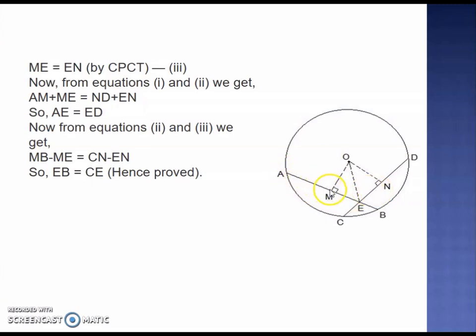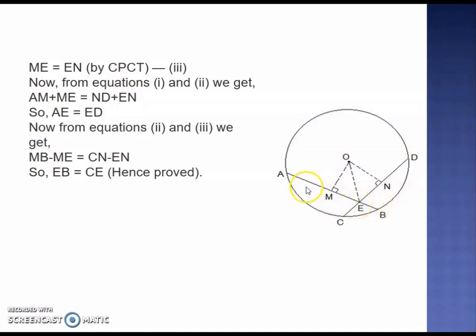Already we know that AM and ND are equal because M is the bisector of AB and N is the bisector of CD. So half of AB and half of CD also must be equal, as AB and CD are equal. So therefore AM and ND are equal. Now we have proved ME and NE are equal. So if you add equal things to equal things, their sum will also be equal. So AM plus ME is equal to ND plus EN. So therefore we get AE and ED are equal. That is the first part of the question.